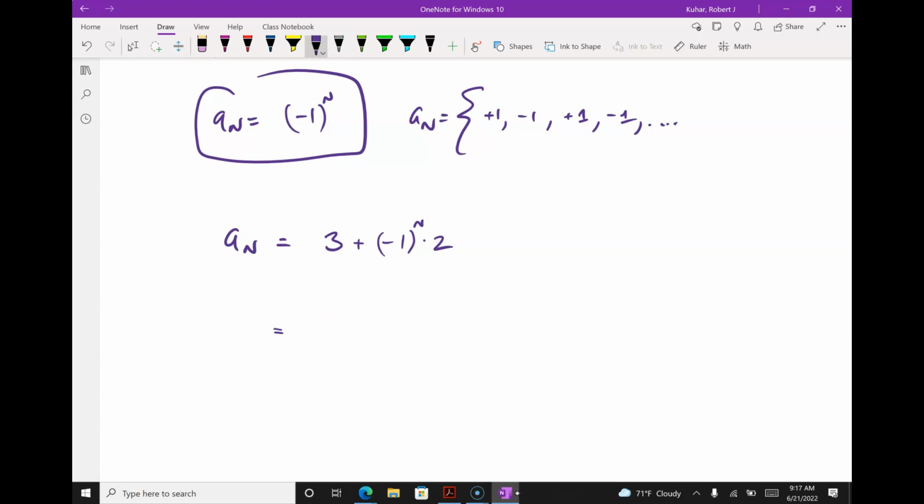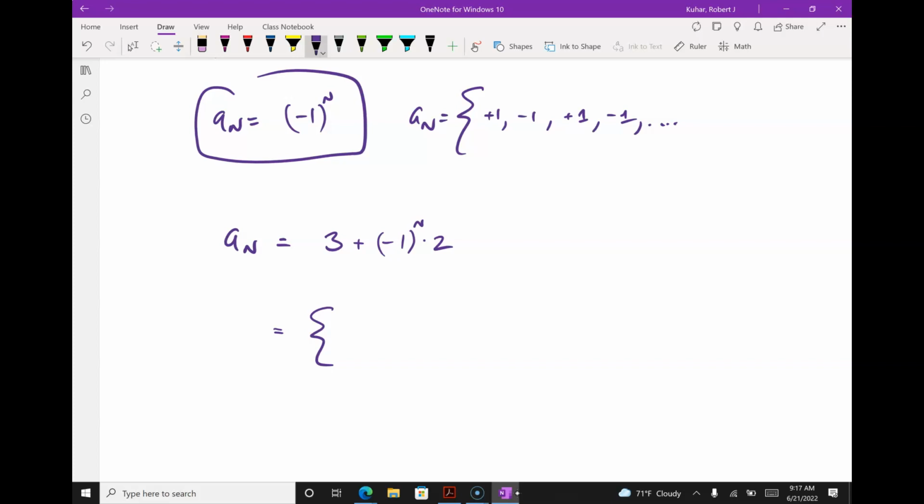So when n is 0, that -1 is a positive 1. Right, so that's 3 plus 2. But I think that doesn't start at 5. Yes, so 1 is 5. Oh yeah, so I actually was starting at 0, and that's something I can do anytime I want. So if I want to start at 0, I can.